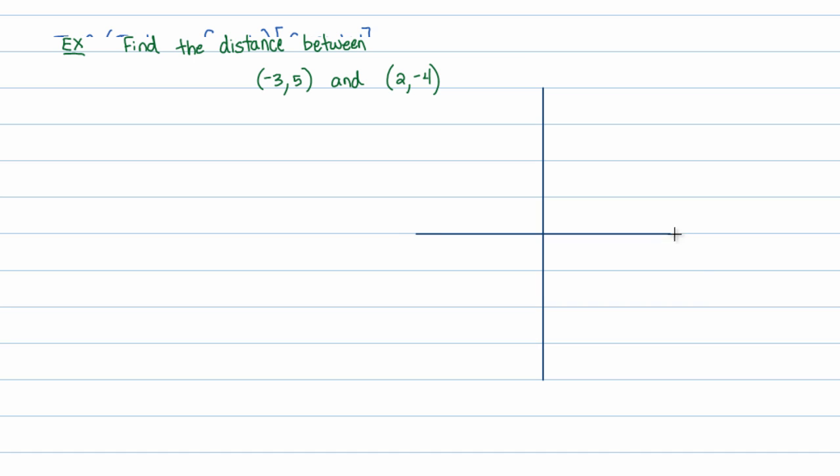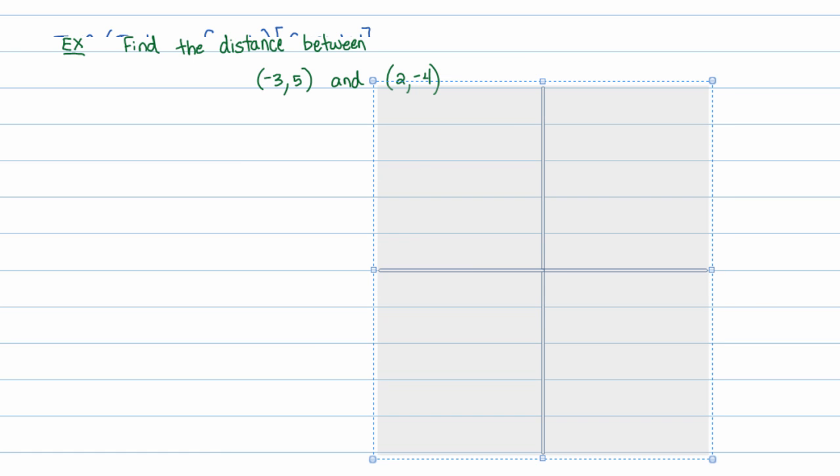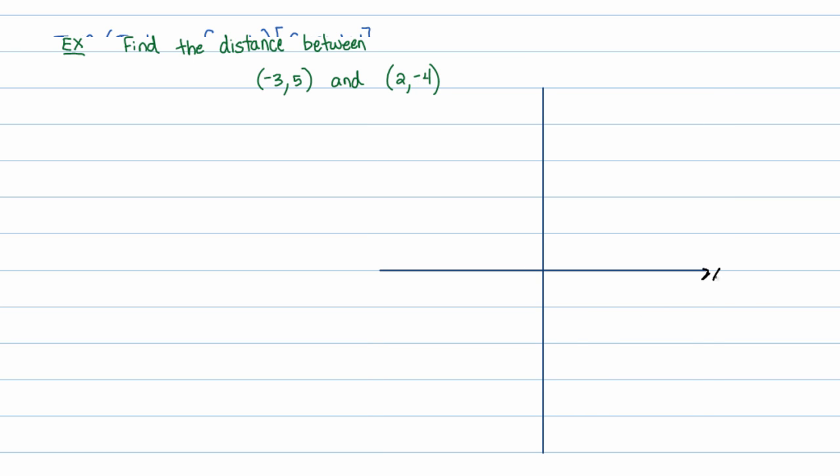I'm going to draw a picture of this real quickly just so that we can get a visualization of what's going on here. This will be my x-axis and my y-axis. Let's go back 1, 2, 3 and up 1, 2, 3, 4, 5. So this point right here will be (-3, 5). And then I'll go forward 1, 2, and down 1, 2, 3, 4. So this point right here will be (2, -4). And I want to find the distance between those 2 points.